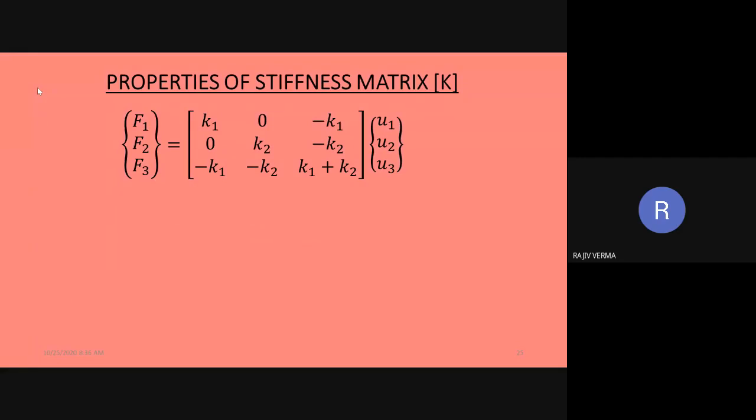Hello students, this is the place where we left the class yesterday because we were interrupted by the power failure. So we are going to start from the same point. We have on display the global stiffness matrix, which has been obtained by combining the local stiffness matrix of two elements.